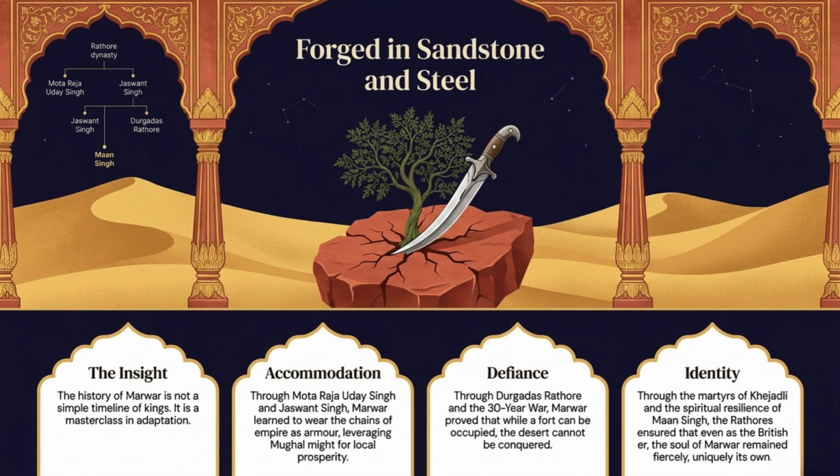Through defiance, heroes like Durgadas Rathore in the 30-year war proved that while a fort can be occupied, the desert cannot be conquered. And finally, through identity, from the martyrs of Khejadli to the spiritual resilience of Maan Singh, the Rathores ensured that even as the British era descended, the soul of Marwar remained fiercely, and uniquely, its own.